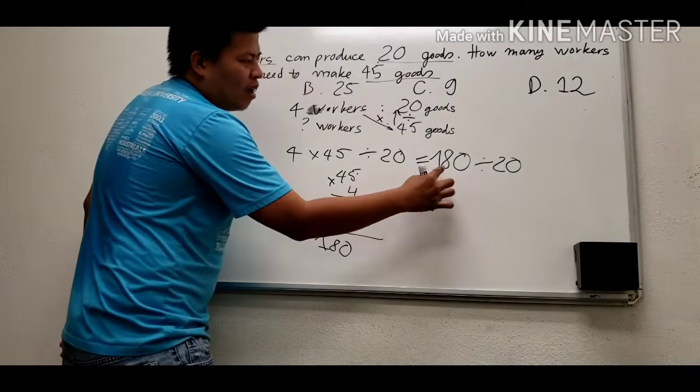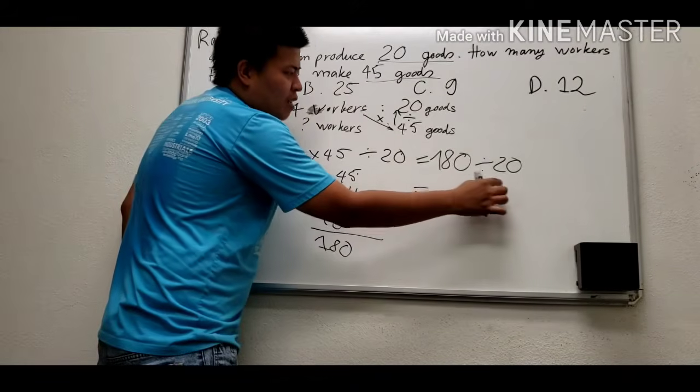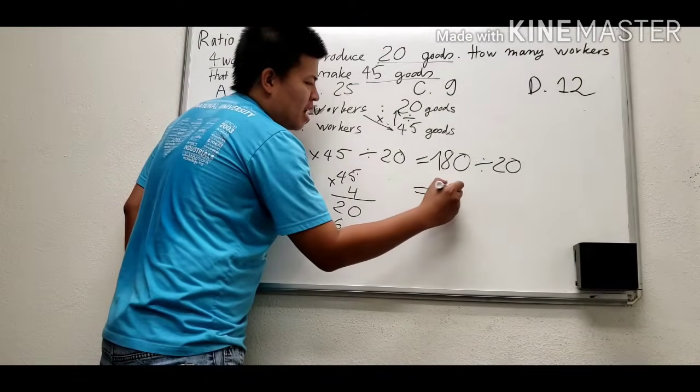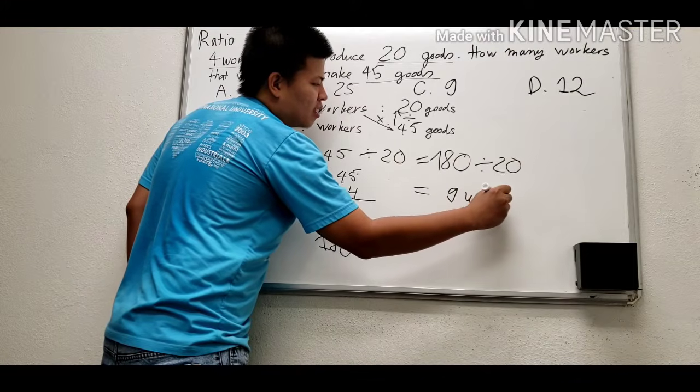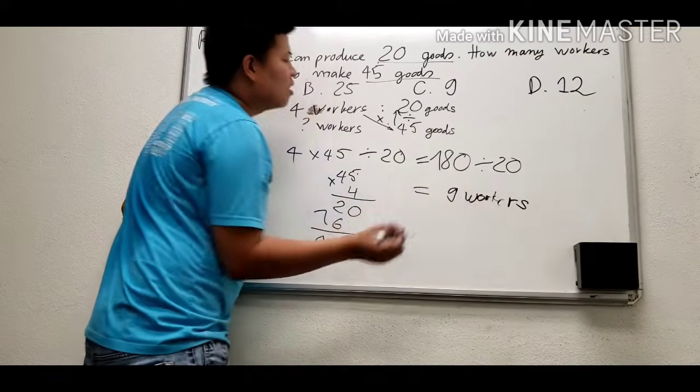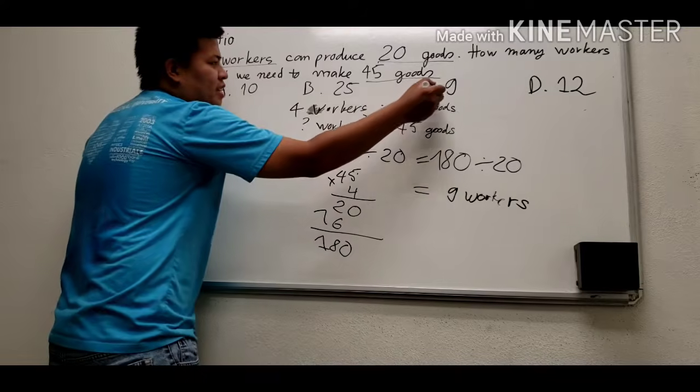We know that 180 divided by 20, that's 9 workers. So the answer here is C.